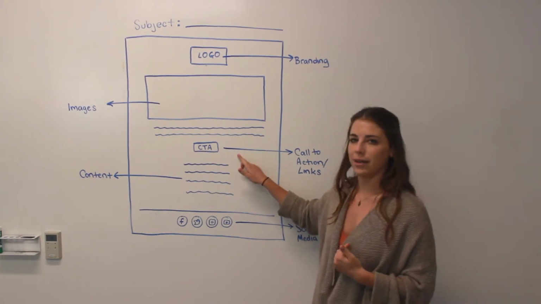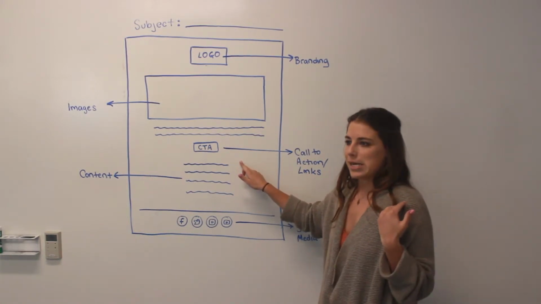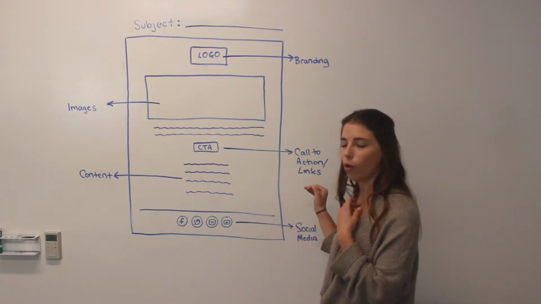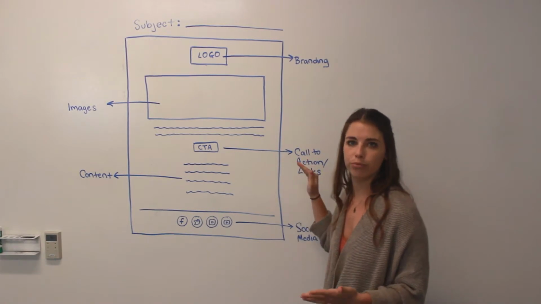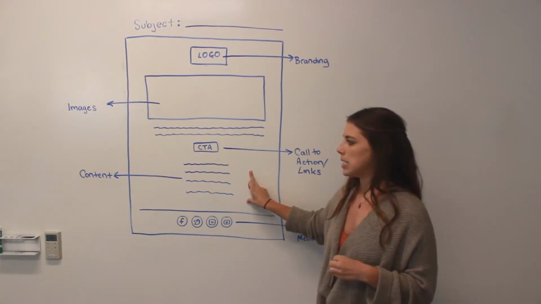Do you want people to attend an event? Do you want them to download a white paper? Do you want them to contact you about a new product? So just think about that goal and make sure that it's really clear what you want them to do once they receive this message. Next is content.